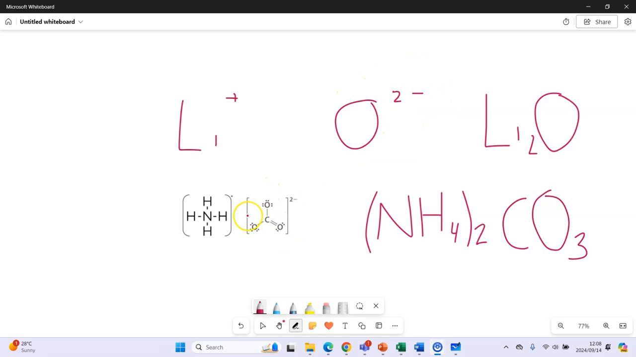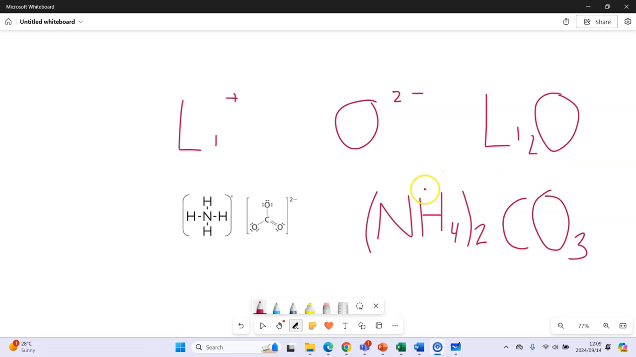So we can treat this almost like it's a single atom, but of course it's not. So again, if we use our crossing method, which we learned in the section on the periodic table, we need 2 of these to balance out 1 of these. So in the same way that Li+ and O2- will make Li2O, NH4+ and CO3 2- will make (NH4)2CO3.